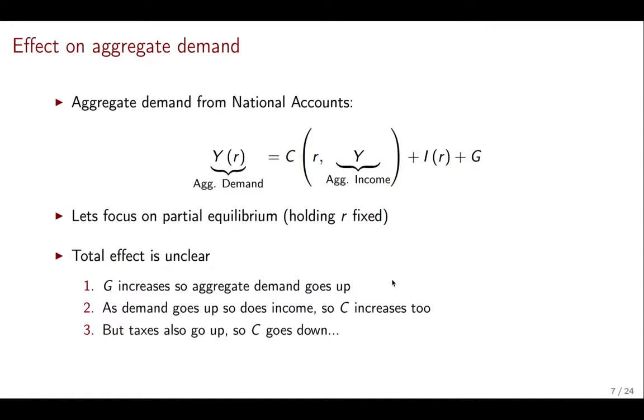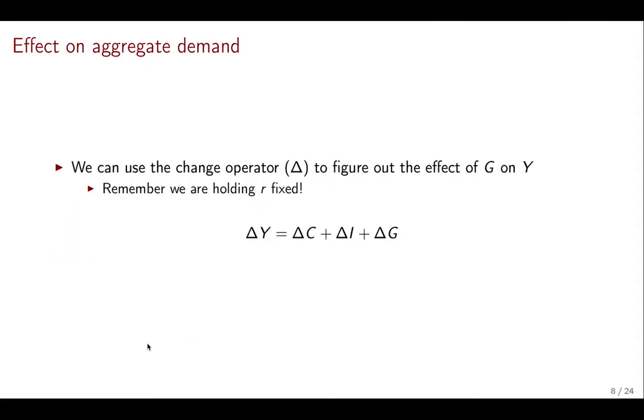As G goes up, there is more aggregate demand because there is more demand for goods. That means that aggregate demand should go up. Then, as aggregate demand goes up, aggregate income also goes up, and so aggregate consumption should increase because consumers now have more income. But as we just covered in the previous video, an increase in government spending also implies an increase in taxes. So taxes go up as well, which is going to decrease consumption. So what's going to happen? In principle, we don't know, but we can actually figure it out. That's what we're going to do next.